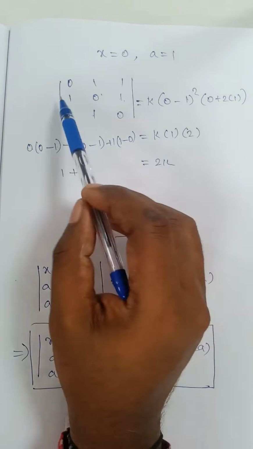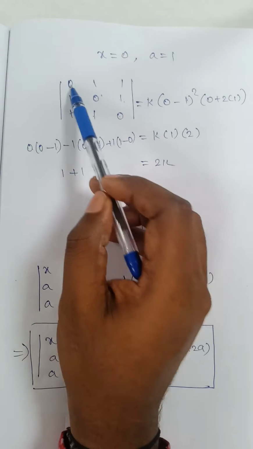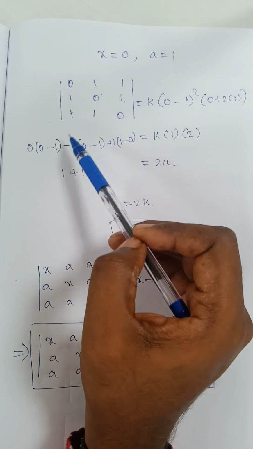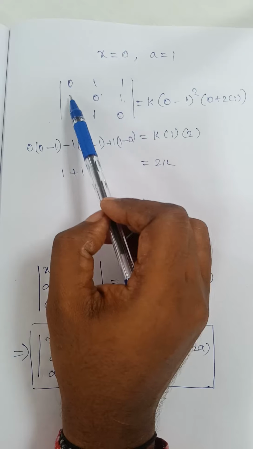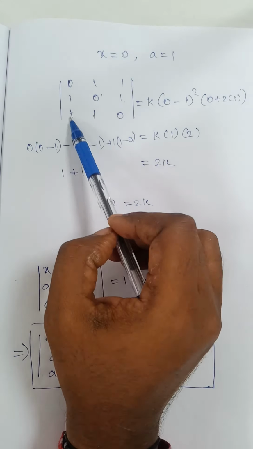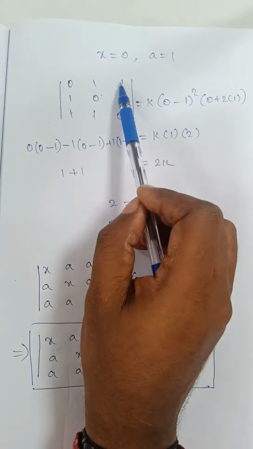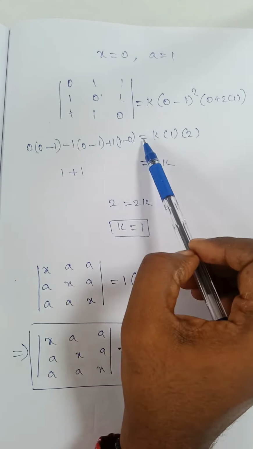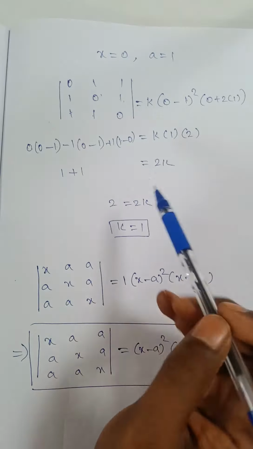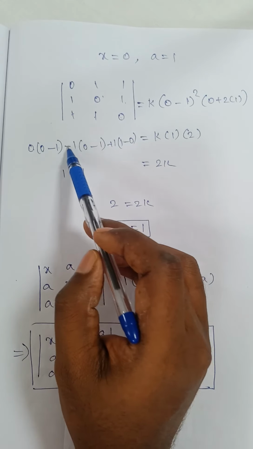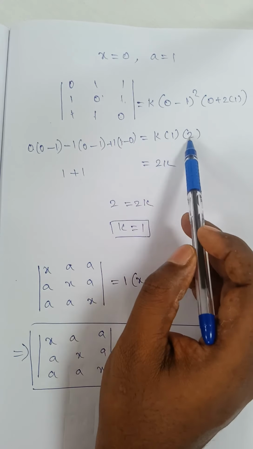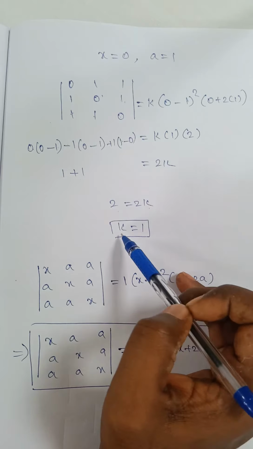Next I am going to expand this determinant. 0 into 0, taking this the column and row are neglected. 0 into 0 is 0, minus 1 into (1 minus 1), into the column and row neglected, 0 into 1 is 0, minus 1 into 1 minus 1, plus 1 into, expand: 1 into 1 is 1, minus 1 into 0 is 0. That is equal to k into (0 minus 1) whole square 1, 0 plus 2 is 2. So 0 into anything is 0, minus 1 into minus 1 plus 1. So 1 into 1 is 1, equal to k into 2, 2k. So 2 is equal to 2k and k equal to 1.